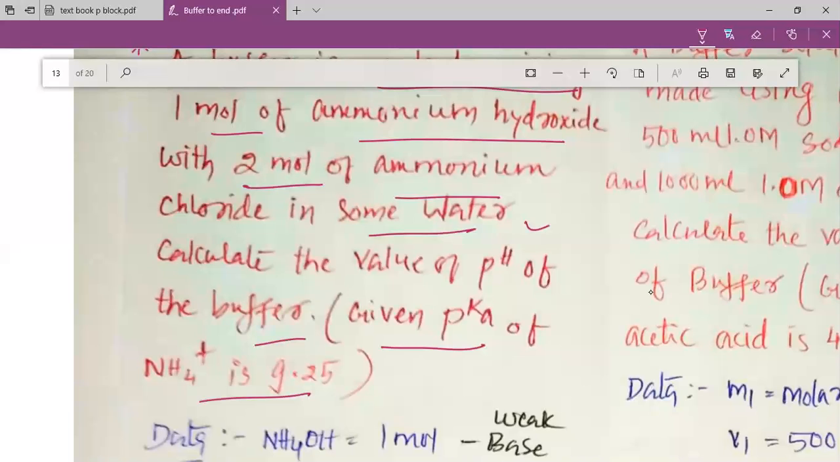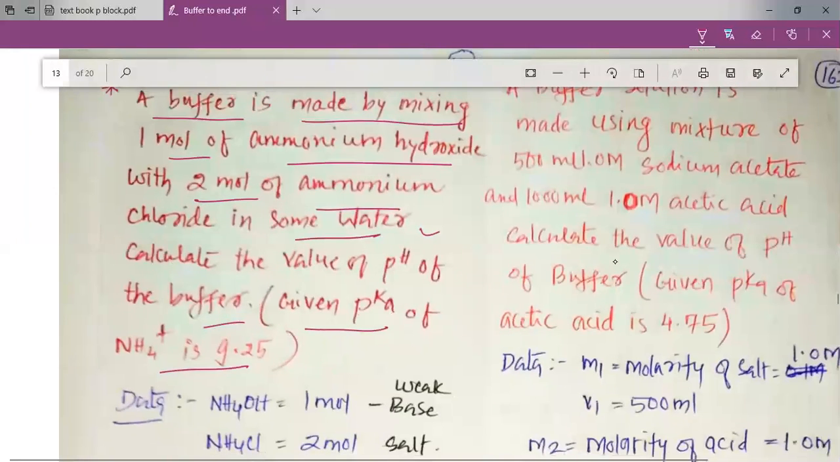Buffer solution. Okay, so you can see the various data that we have.